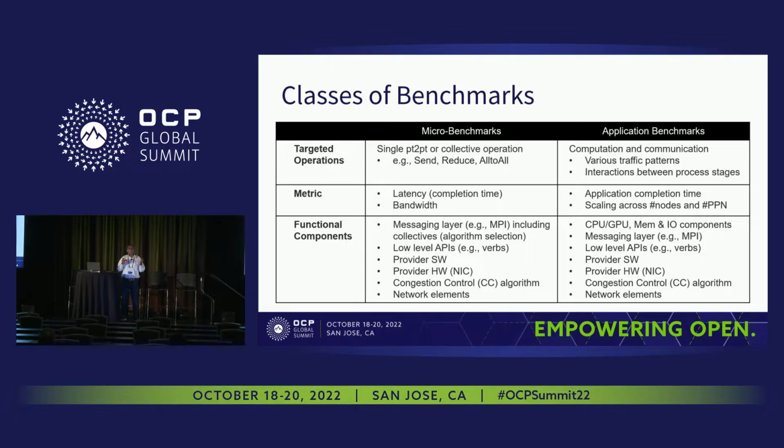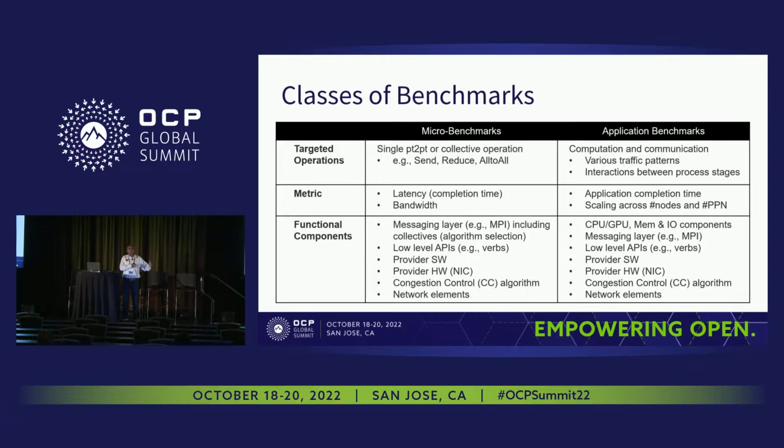This is where the micro benchmarks come into the picture, whether you're measuring unloaded latency from point to point, or you're measuring total time taken by a collective operation. Typically with this kind of benchmark, it starts with one operation, involves the libraries and below the software layer and low-level APIs, and then, of course, the provider architecture, which includes software and hardware components, as well as your network infrastructure. So that class of micro benchmark is targeted towards a specific operation, whether it's a point-to-point or a collective operation.